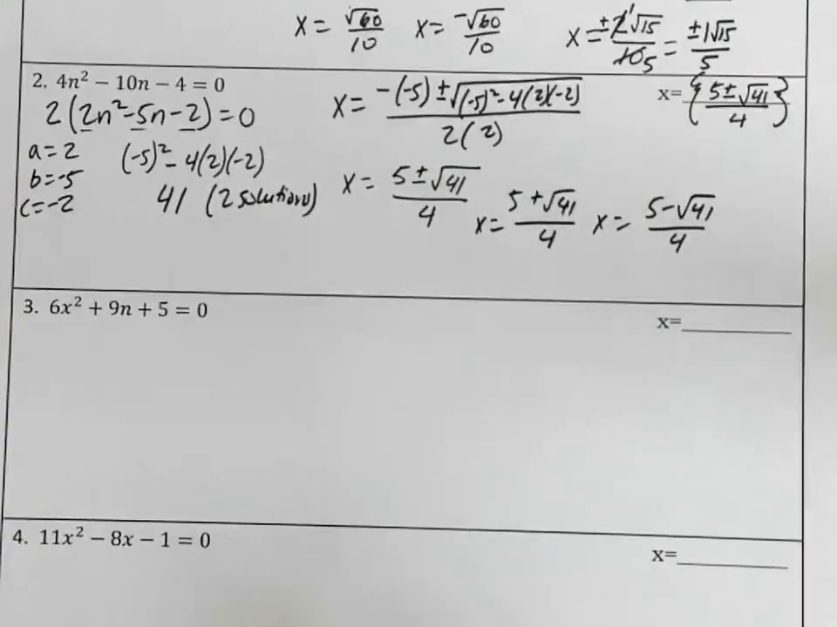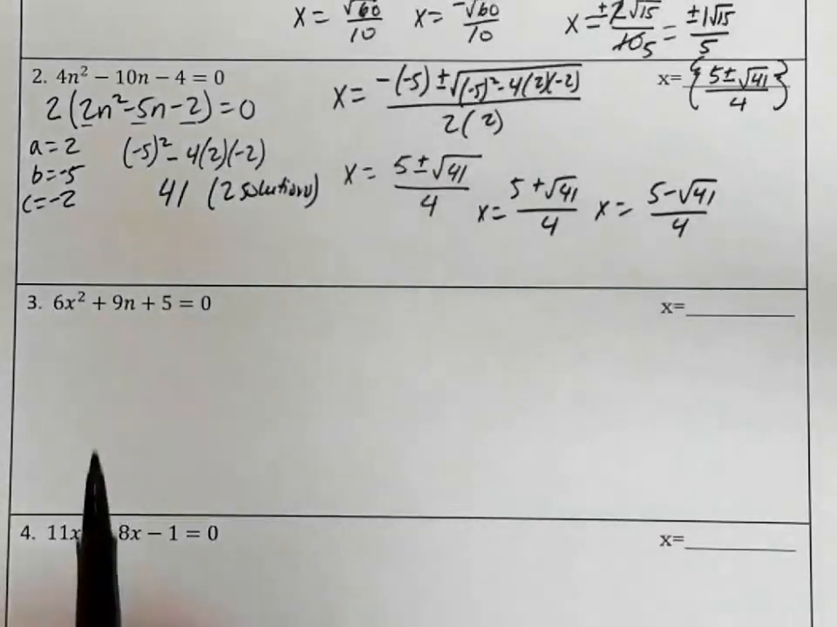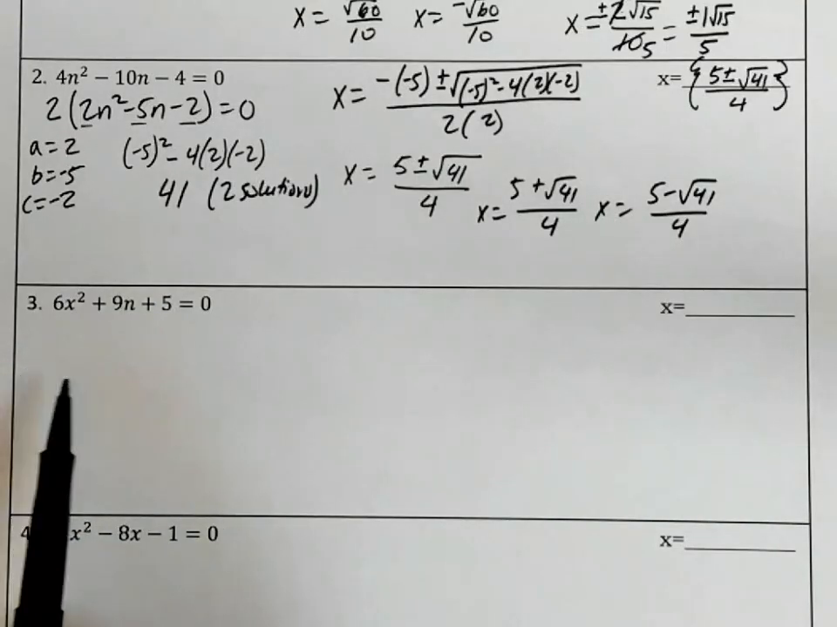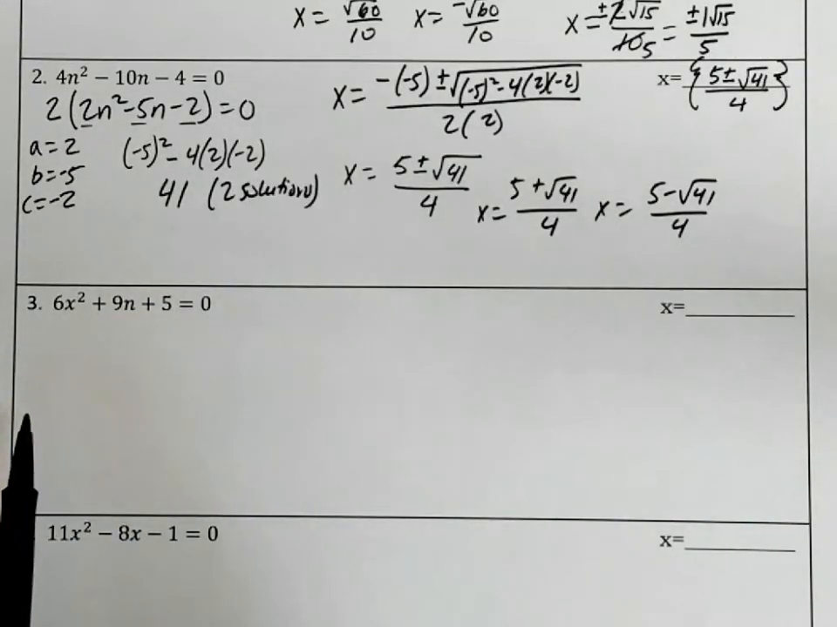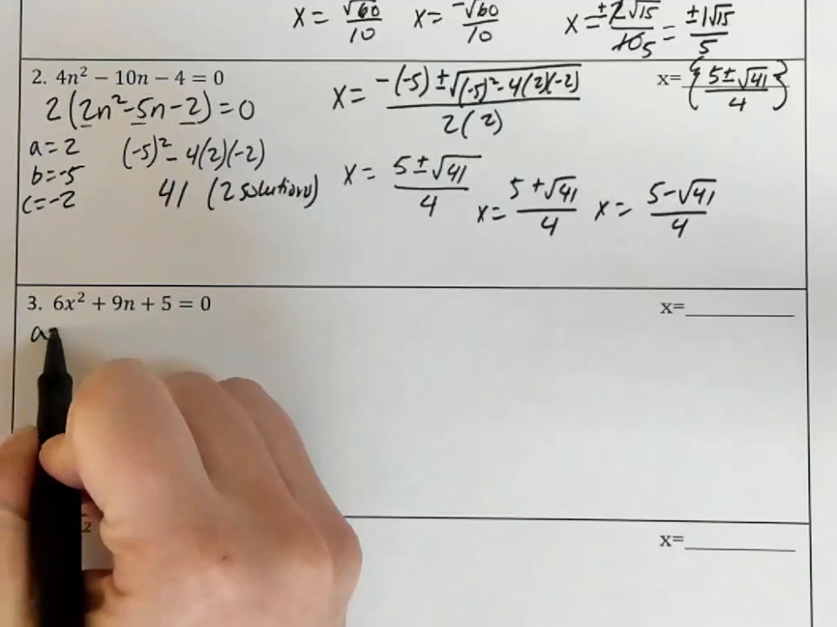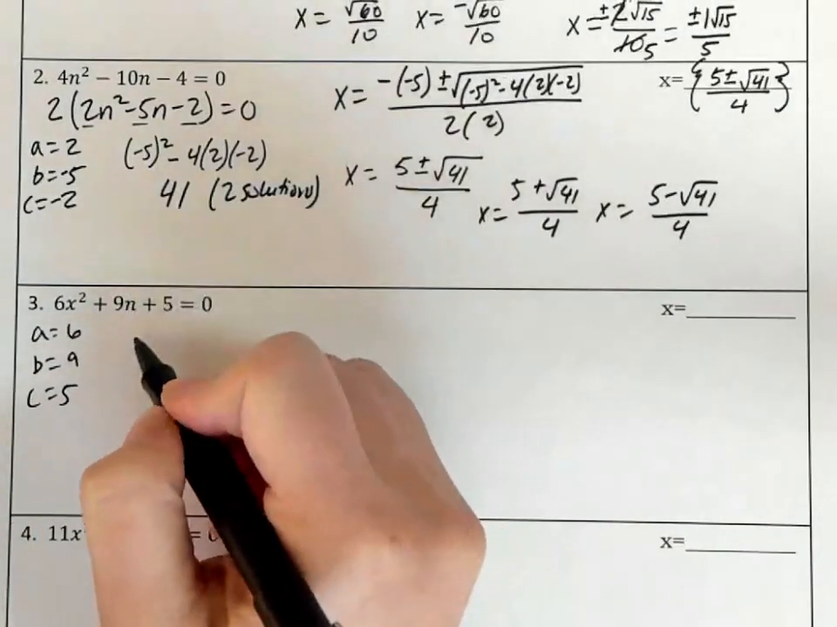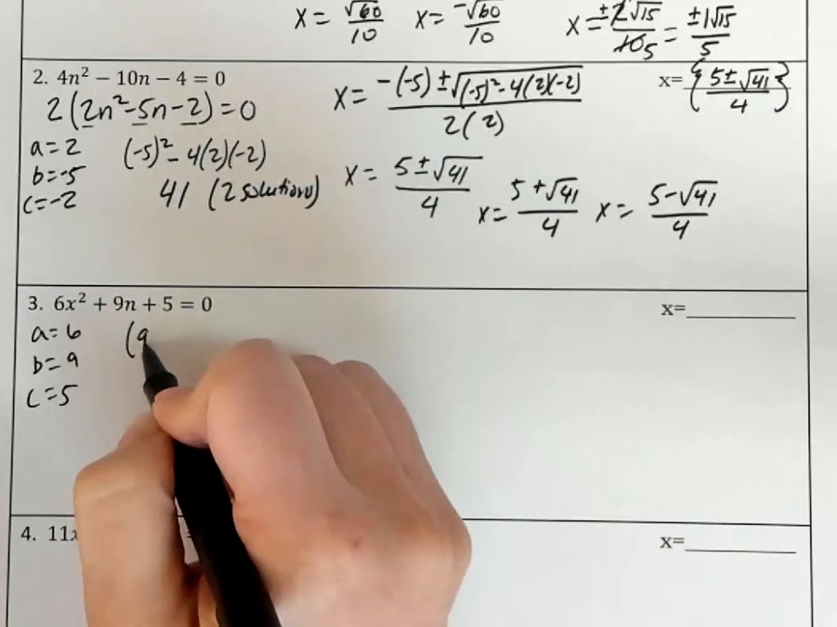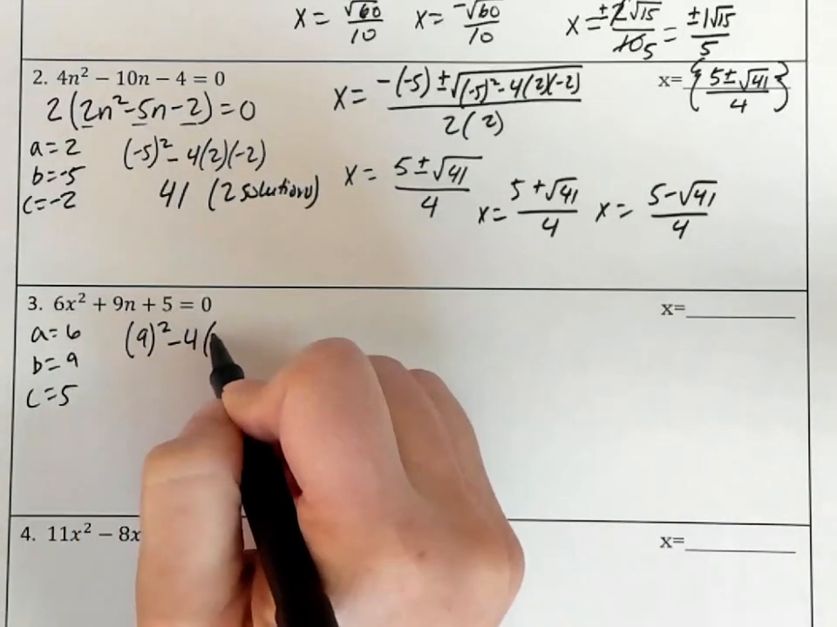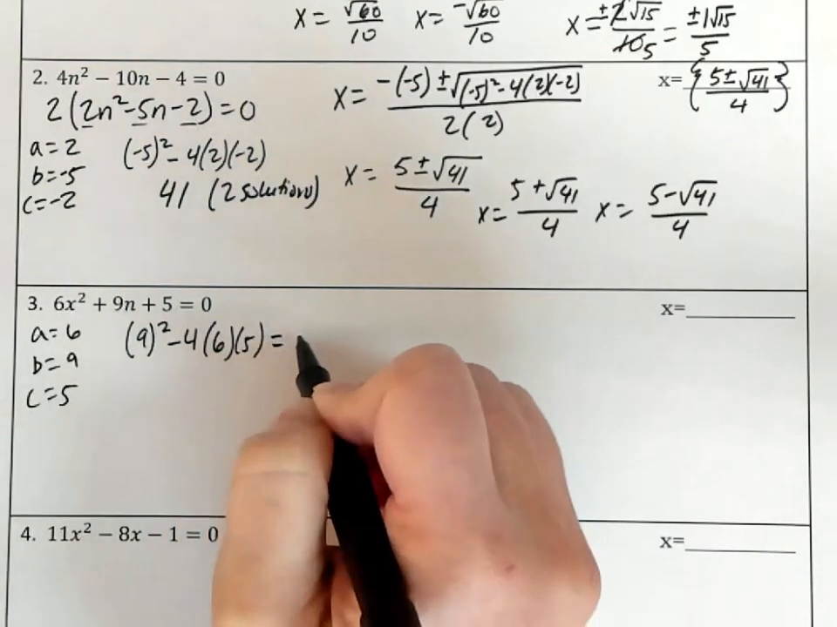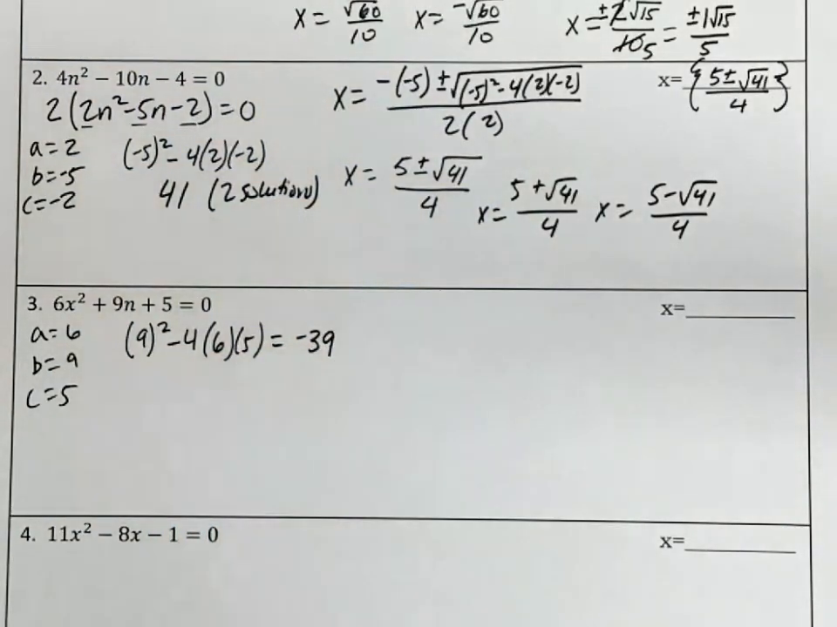All right, so number 3, let's look at this one. So this one also in simplest form, there's no greatest common factor. Let's go ahead and do our discriminant. So A is 6, B is 9, and C is 5. We plug these values in. We have 9 squared minus 4 times 6 times 5. And we end up with the number negative 39.